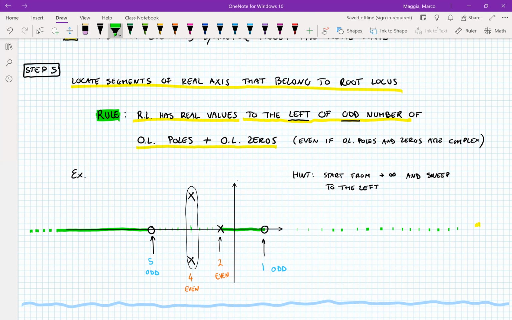So to recap, the parts of the real axis that belong to the root locus are the ones highlighted in green. So we can already try and see in which directions the root locus grows. We know that at the open loop poles, k is equal to 0. So we have k equals 0 here, here, and here. And at the open loop zeros, we have k tends to infinity.